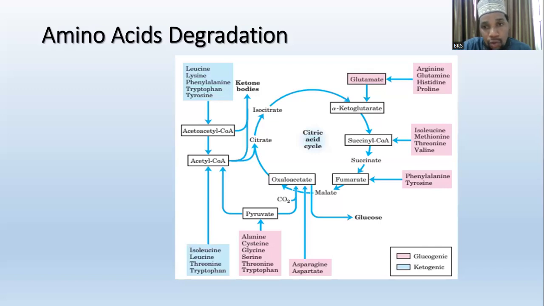Also, isoleucine and methionine turn into succinyl-CoA. The amino acids that produce fumarate can be converted to oxaloacetate, and the ones that produce succinyl-CoA can be converted to oxaloacetate. Also, alpha-ketoglutarate to oxaloacetate, finally to glucose. And then the glucose can be converted to glycogen.